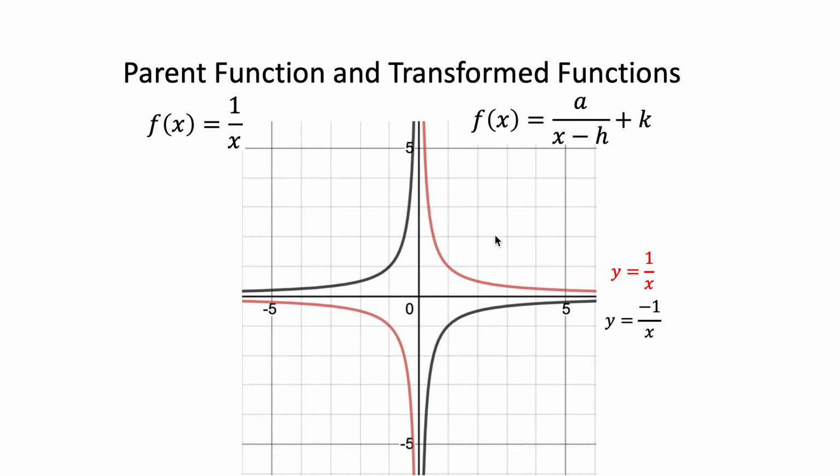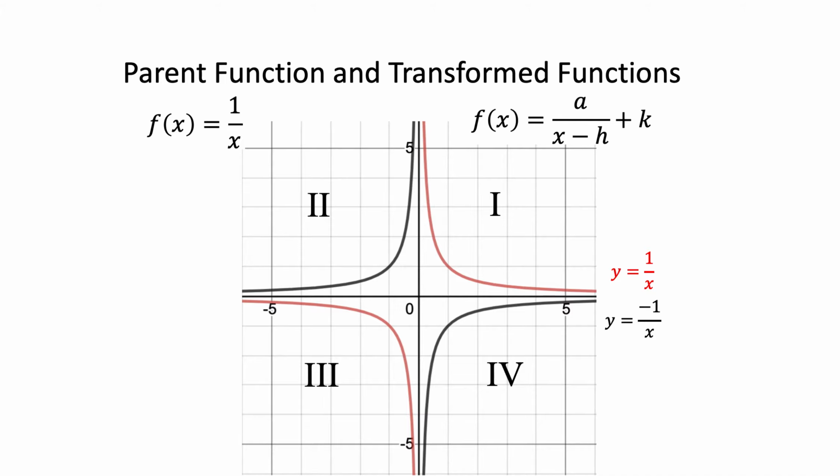And you can see that if we talk about the quadrants, y equals 1 on x is in quadrants 1 and 3. y equals negative 1 on x is in quadrants 2 and 4. So if you have a negative value for a, you'll be talking about these two quadrants. If it's positive, it's these two quadrants, whatever the value of a is.